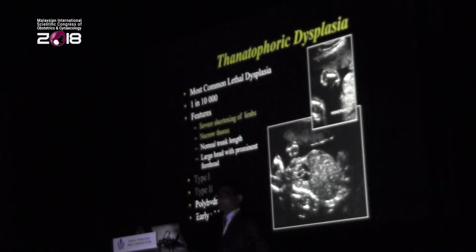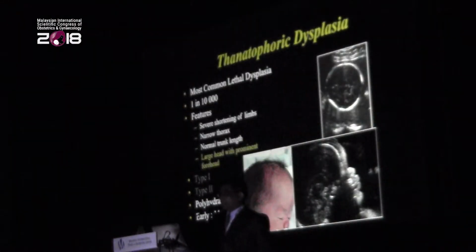In addition to that, you may have a narrow thorax, especially if it gets referred to you late with polyhydramnios. Here you can see very short limbs in this baby, as well as a bell-shaped thorax, which refers to a narrow thorax.